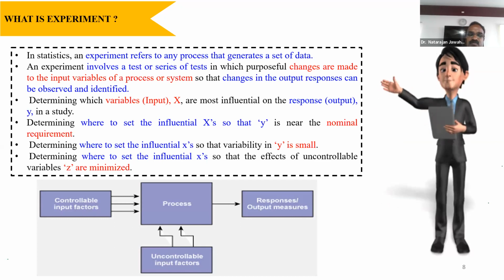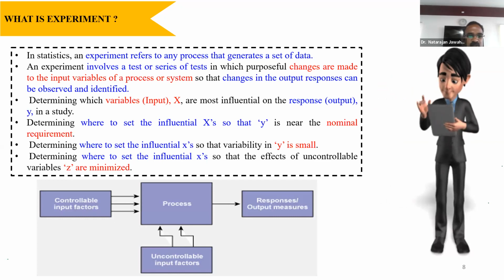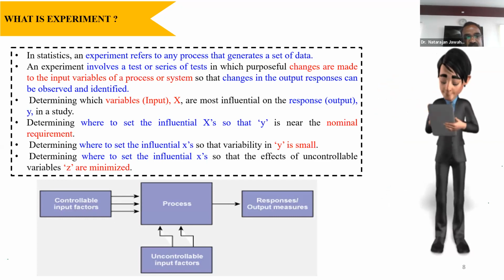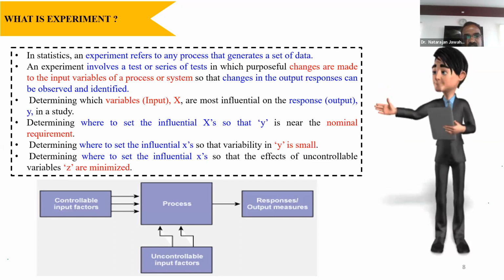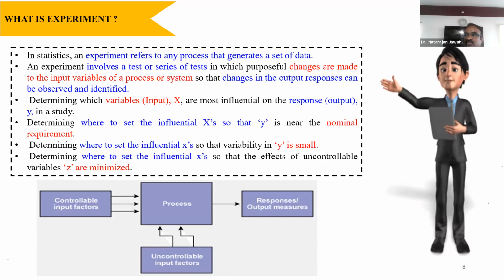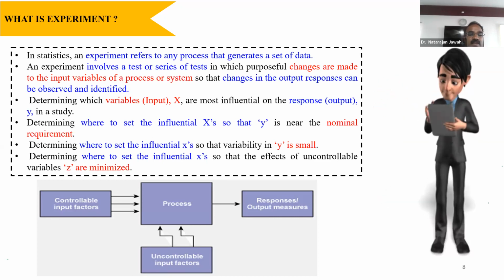So which factor will have more influence on the response, that is also an experiment. If you determine where to set the influential X so that Y is near the nominal requirement, so in which concentration of the factor we can get the expected result, that is also an experiment.